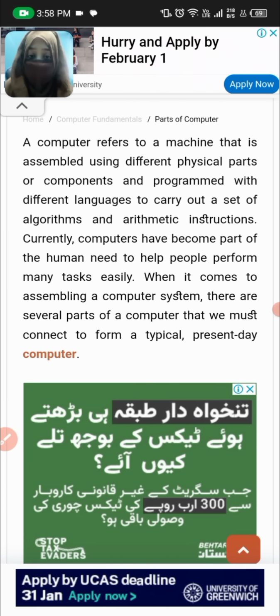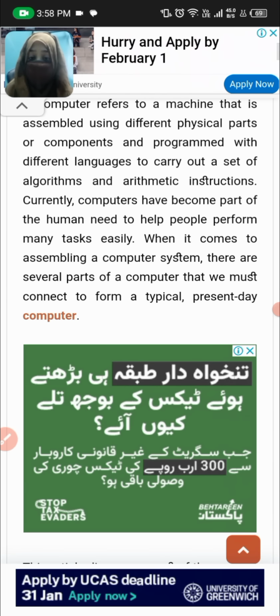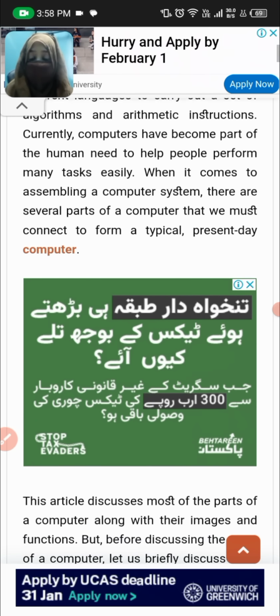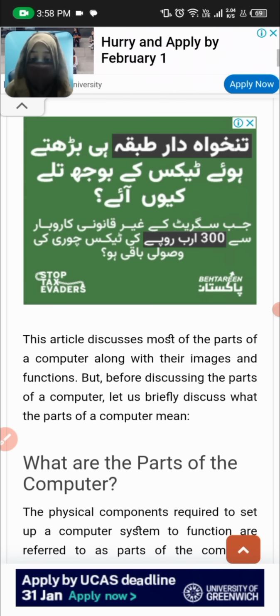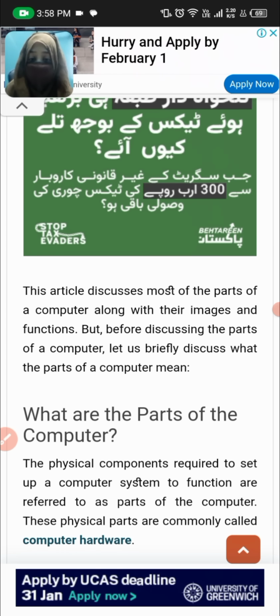Currently, computers have become part of the human need to help people perform many tasks easily. When it comes to assembling a computer system, there are several parts of a computer that we must connect to form a typical present day computer. This article discusses most of the parts of a computer along with their images and functions.